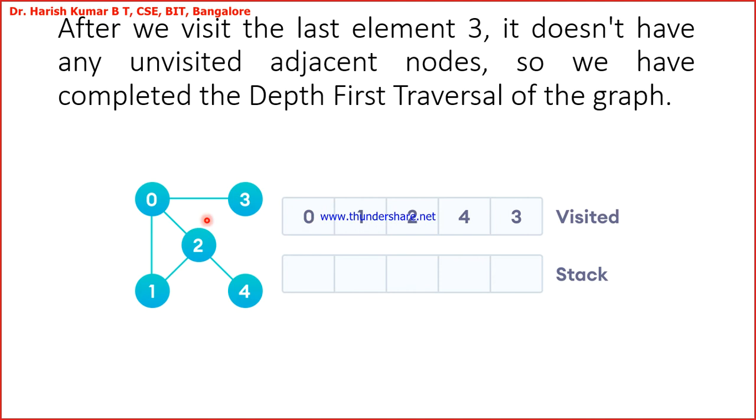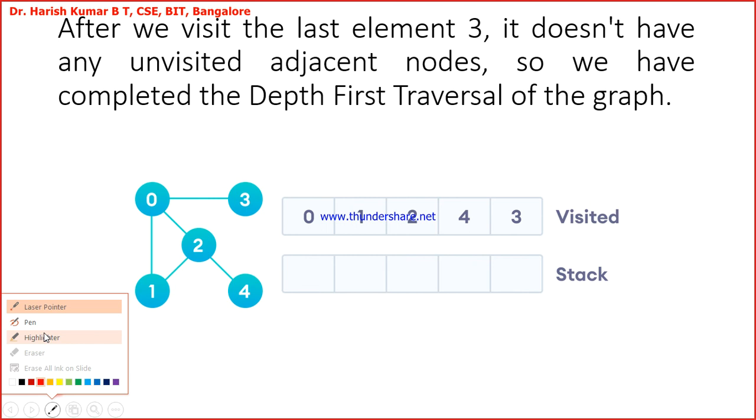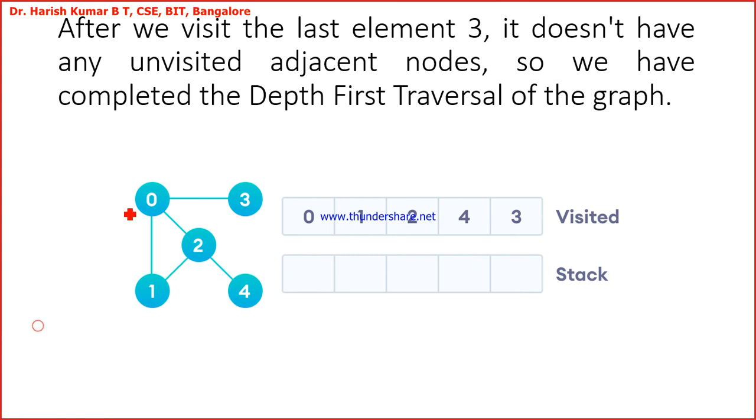So I visit 0. Just look into the pattern. Let me write. So it will not form a cycle. I start at 0. I come to 1, and then I go to 2, and then I go to 4, and then I go to 3. Something like this. Is it clear? Yes, sir.